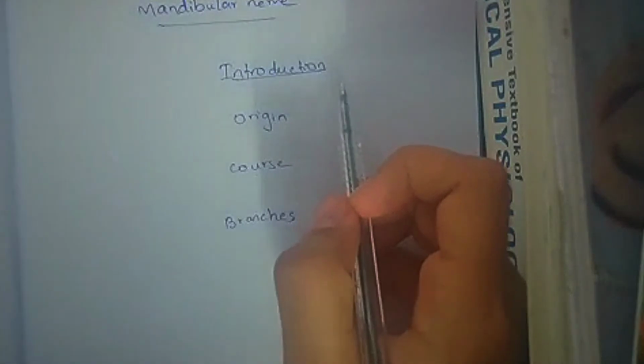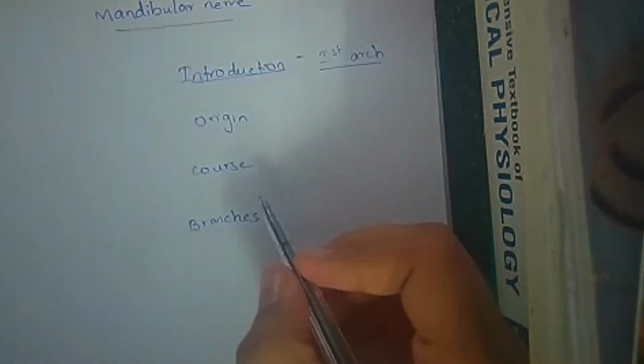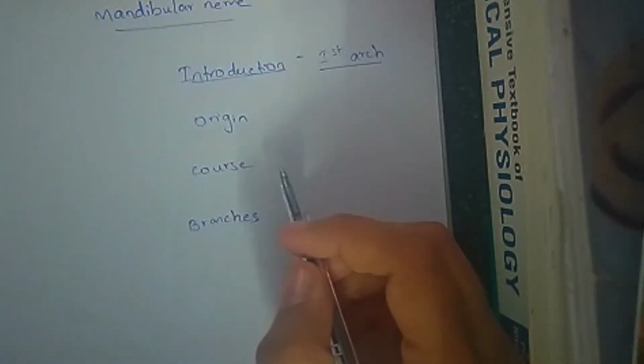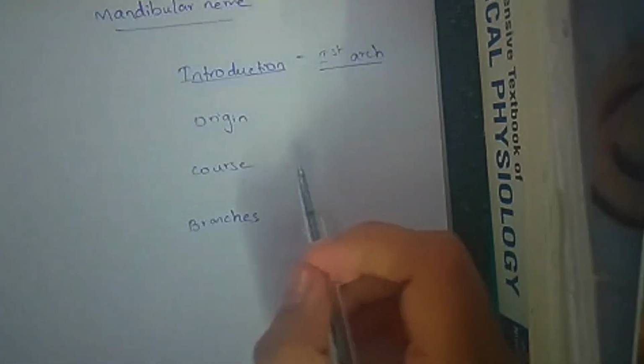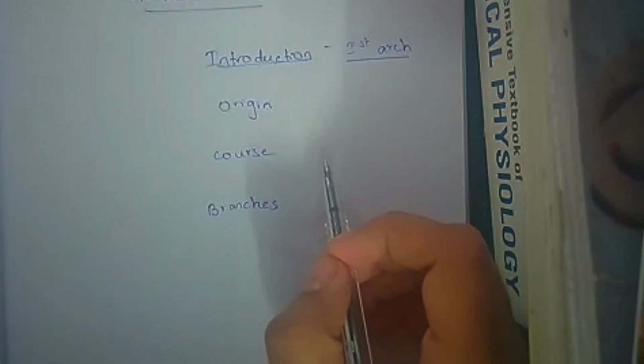Coming to the introduction part, mandibular nerve is the nerve of the first pharyngeal arch. We all know that there are six pharyngeal arches in our embryo stage. Mandibular nerve is the nerve of the first arch, which means it supplies the structures developed from the first arch.